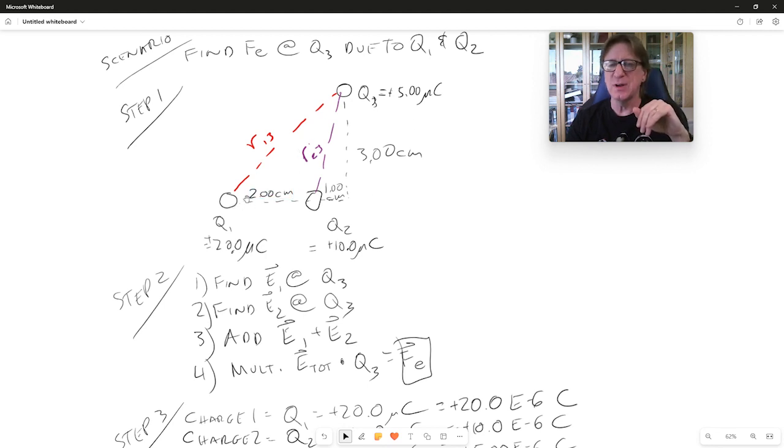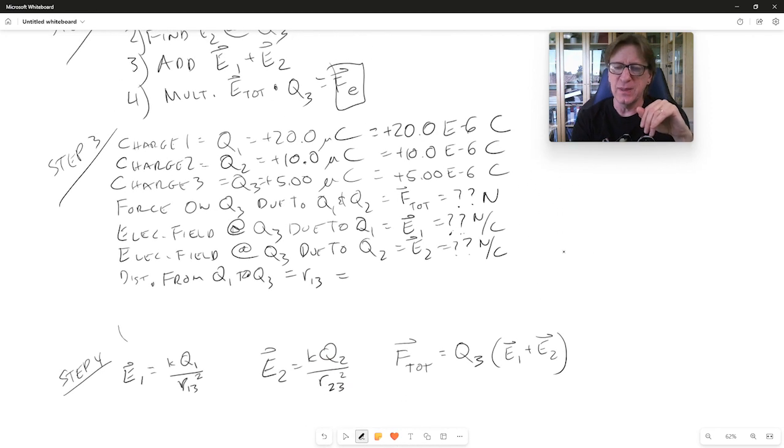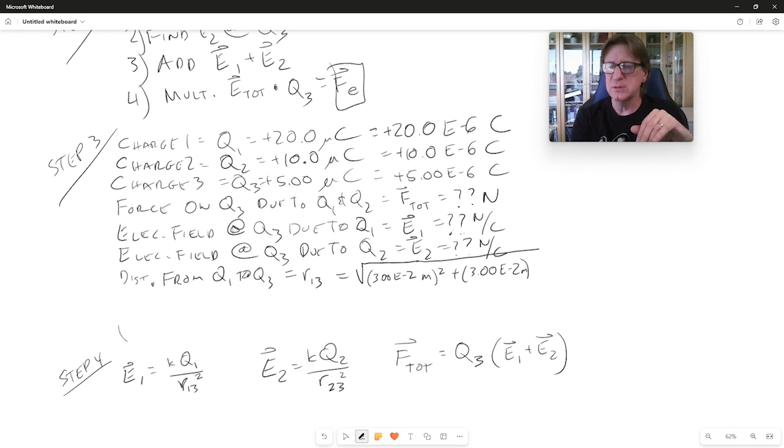Make sure that you're following here. Going from here to here is 2 centimeters, then another 1 centimeter, then I go up here and that's 3 centimeters. So we will go ahead and do our math here. We know that that's the square root of 3.00 e minus 2. That way you don't have to do any conversions. So 3.00 e minus 2 meters squared plus 3.00 e minus 2 meters squared. And I'll go ahead and work out that math.